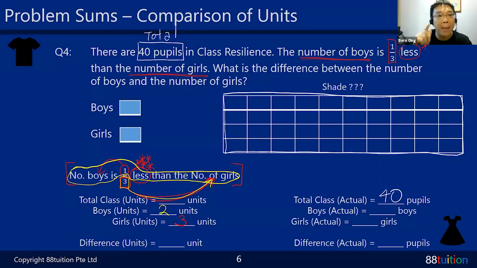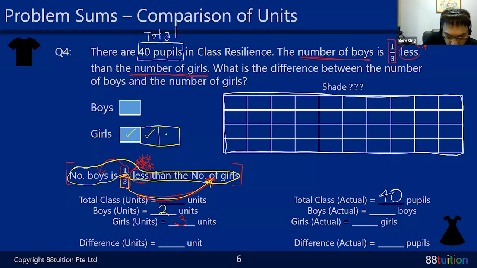Because 3 minus 1, is it a 2? All right. So in terms of the model, 1 less than 3, how do you draw it? Very difficult, right? In terms of the model, you have to know first how many units is the boys and how many units is the girls. Since we know that the girls is 3 units, let me extend this out to 3 units like that.